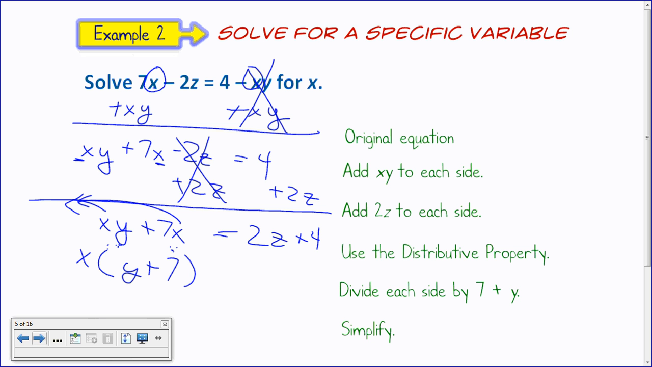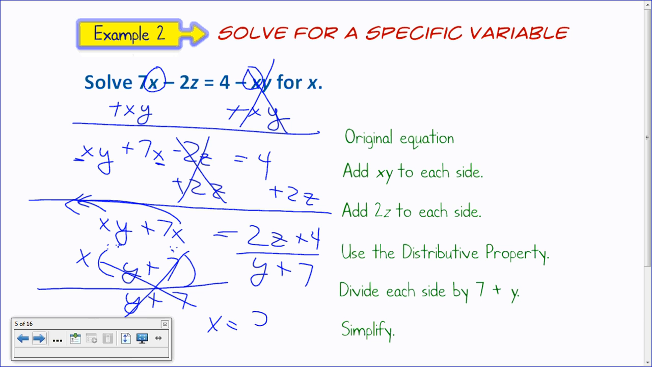All I got to do now is the inverse of multiplication, which is division. What am I going to divide by? What happens to him over here? What am I left with? And I'm done.